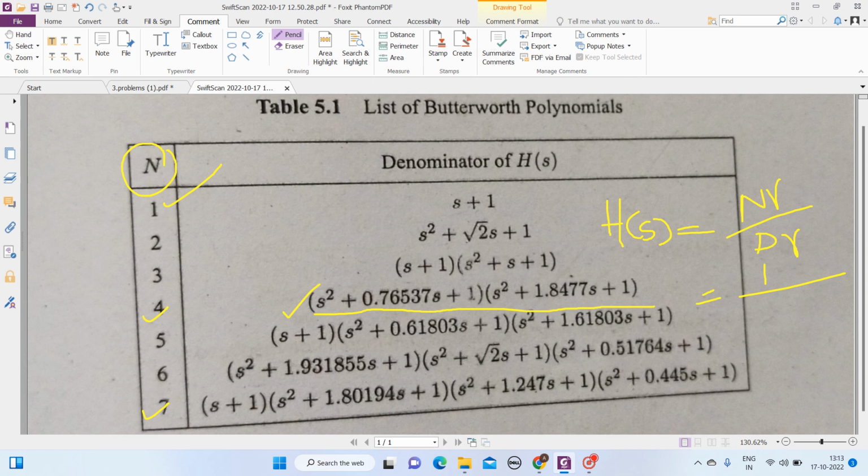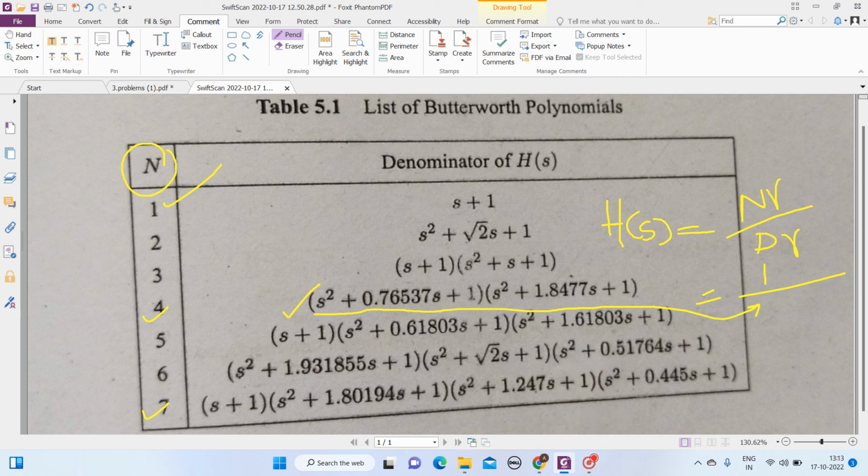Okay, the table for the order of the filter is 4. The denominator of the transfer function is this equation. You have to use this polynomial equation in the denominator. Okay, this is your transfer function. Still we have not obtained the analog Butterworth low pass filter, right? So we have just determined the transfer function.